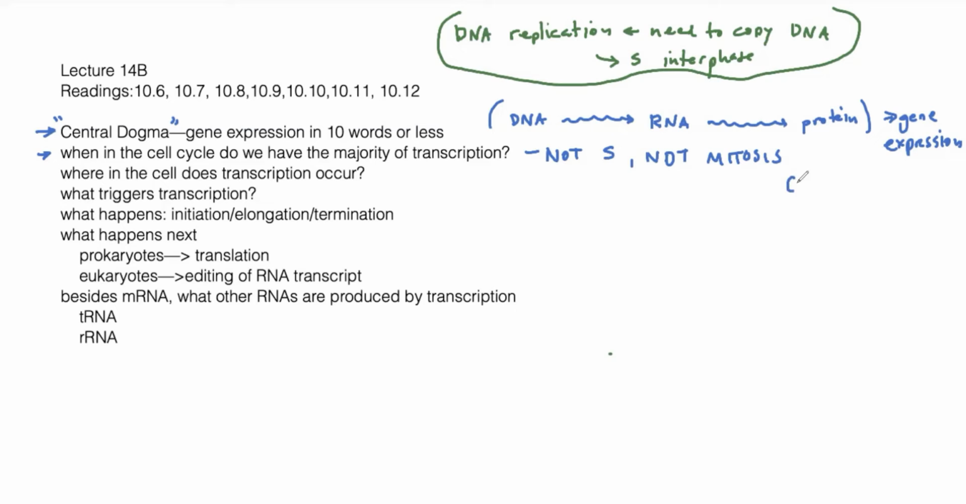Which basically leaves us with the only other two portions of the cell cycle, which would be G1 and G2. Both are associated with growth. G stands for gap, but both are associated with growth. And I guess I should also put in G naught.